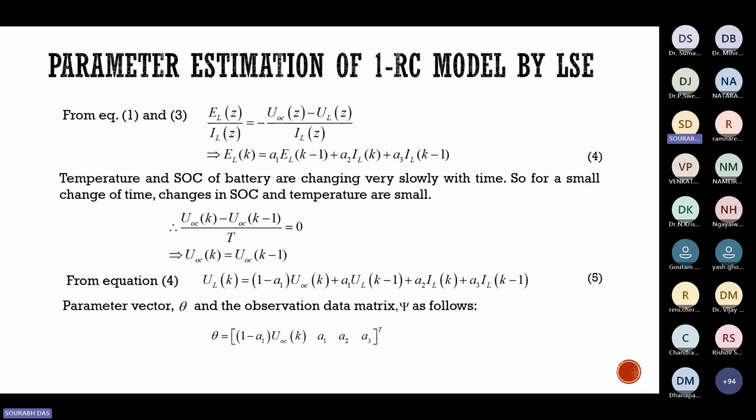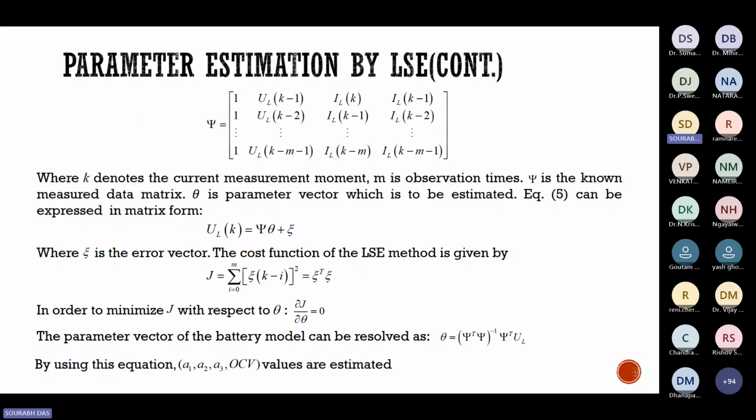So theta is the unknown parameter vector, and psi is the known parameter vector. What we can see is that the terminal voltage depends on the terminal voltage and load current only, and the past time data of that terminal voltage and load current. So equation 5 can be expressed in the matrix form: UL equal to psi into theta plus epsilon.